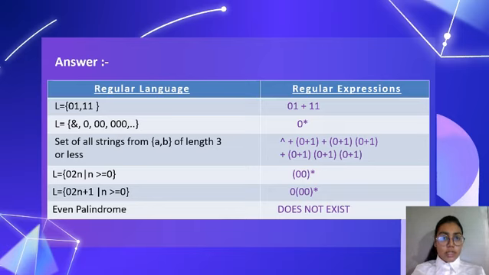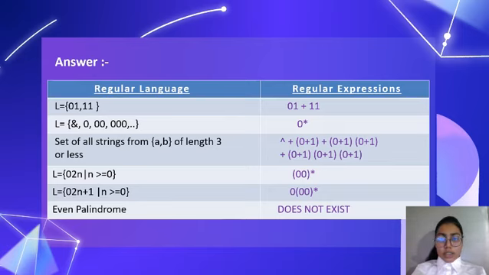For the regular language L equals {ε, 0, 00, 000, ...}, the regular expression is 0 star. For the regular language of the set of all strings from {a, b} of length 3, the regular expression is (0+1)(0+1)(0+1).